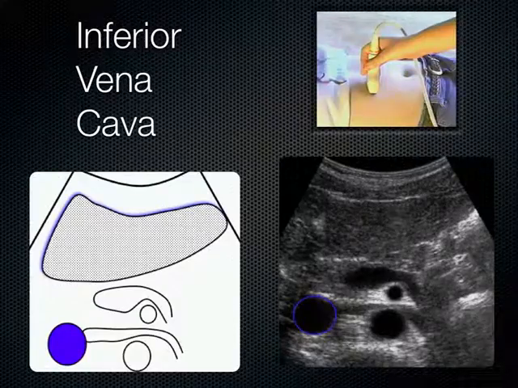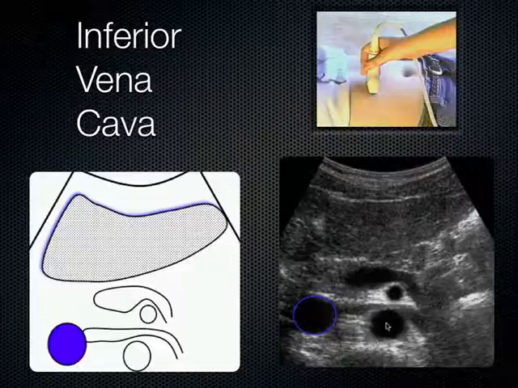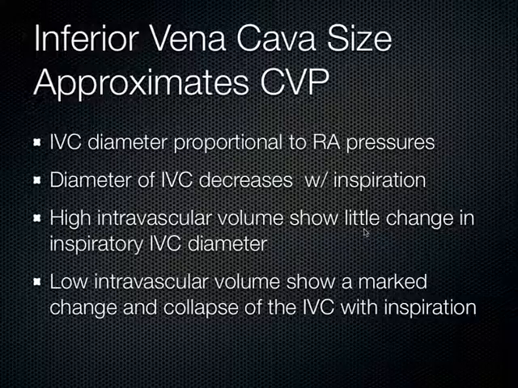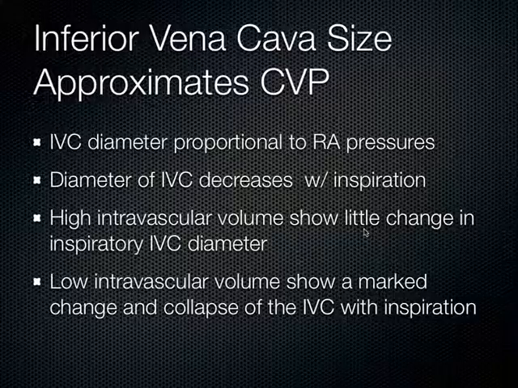And once again, in transverse plane, we see the IVC here, aorta, left renal vein, SMA, splenic vein, pancreas, liver. Now, the IVC is important because it's a non-invasive way to estimate the pressure in the right atrium. And this becomes important when you're trying to determine a patient's volume status or fluid status.